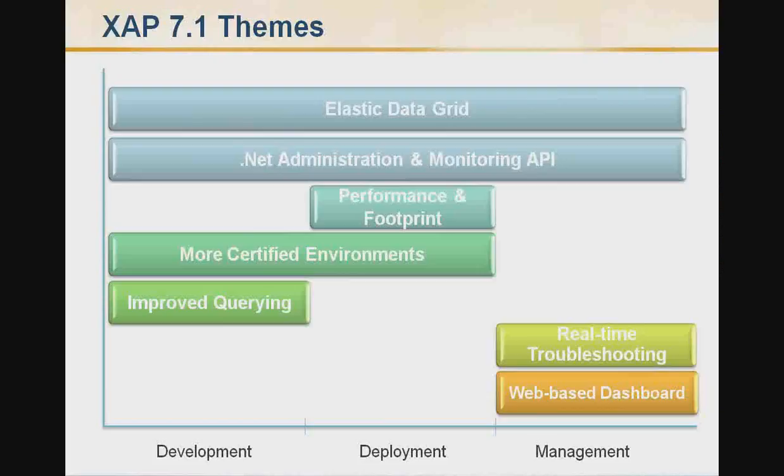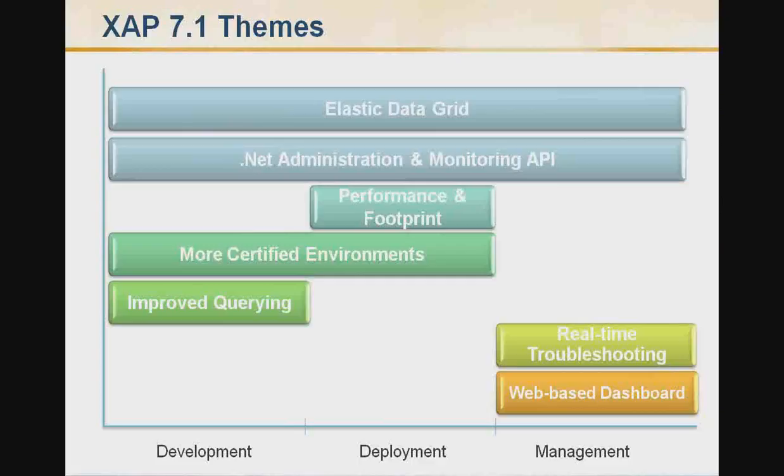So what's in store for you guys in 7.1? The first thing is what we call the elastic data grid. This is an initial phase of what we call the elastic deployment capabilities of GigaSpaces. The main motivation behind that is to simplify and automate the way applications are deployed and managed. In 7.1, this is going to be available as a technology preview for data grid deployments. We'll talk later about what's in store for future versions.